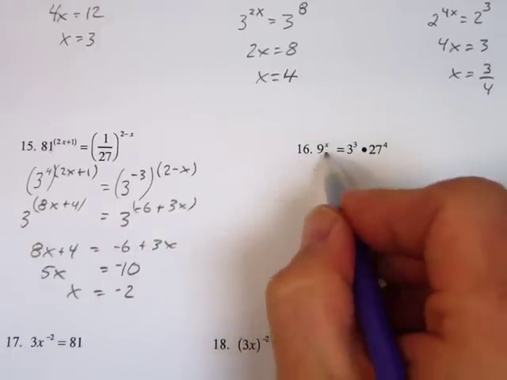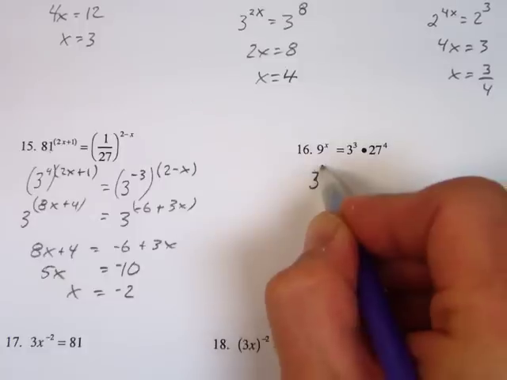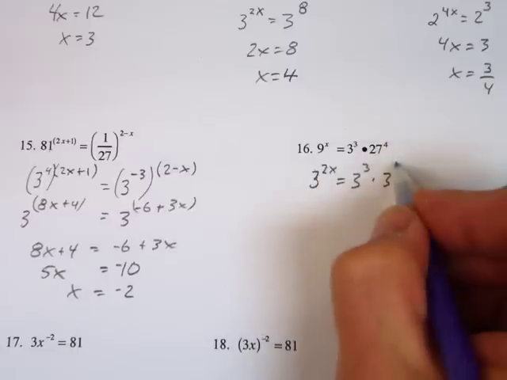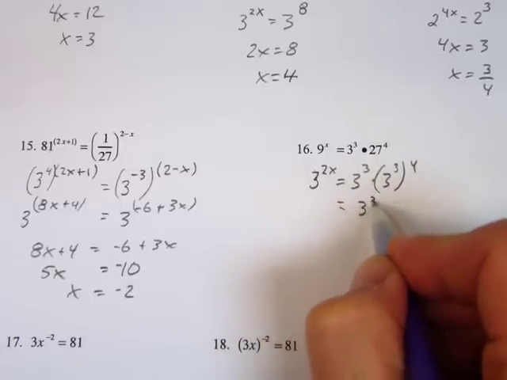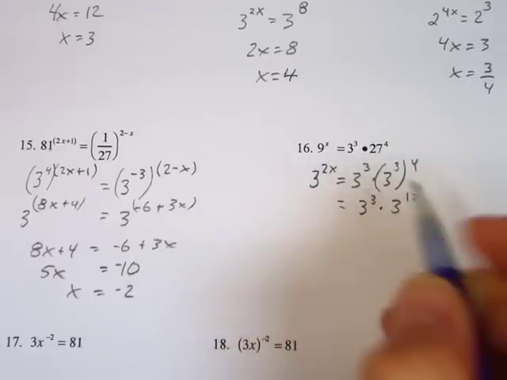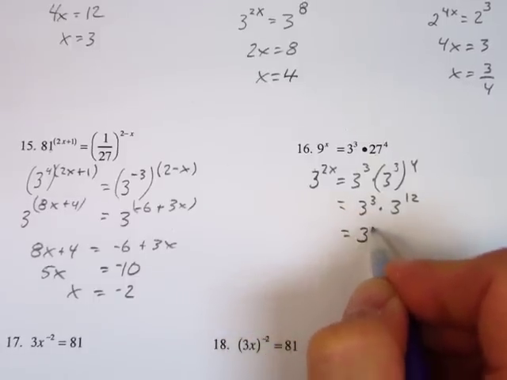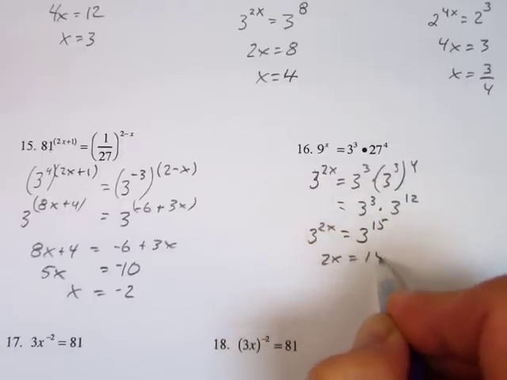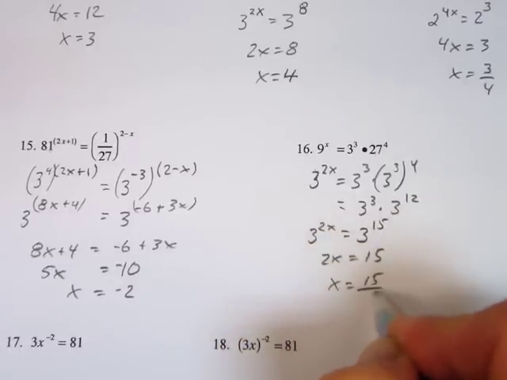Over here, we're looking at 9, 3, and 27. Say, oh, they can all be written as a base of 3. So this would be 3 to the 2x equals 3 cubed times 3 to the 3rd raised to the 4th. So we have 3 cubed times 3 to the 12th. Now note, some people want to stop here and try to do it. Like I said in the previous problem, I want to see one base on each side. So I get 2x equals 15 now. I have one base of 3. I set the exponents equal, so x equals 15 halves.